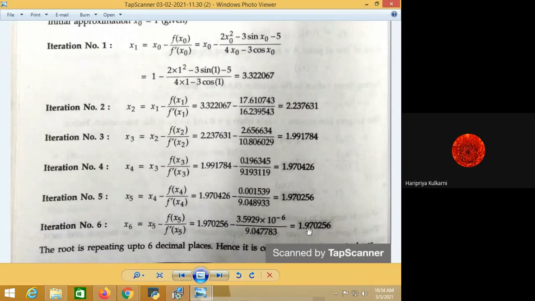So your root is 1.970256. This is by Newton-Raphson method. I hope you have understood. If not, please comment.